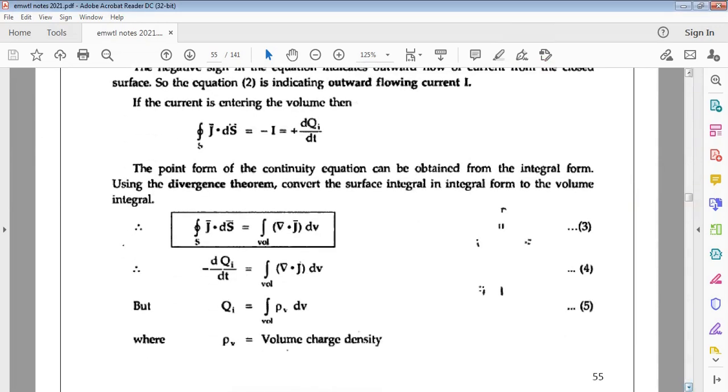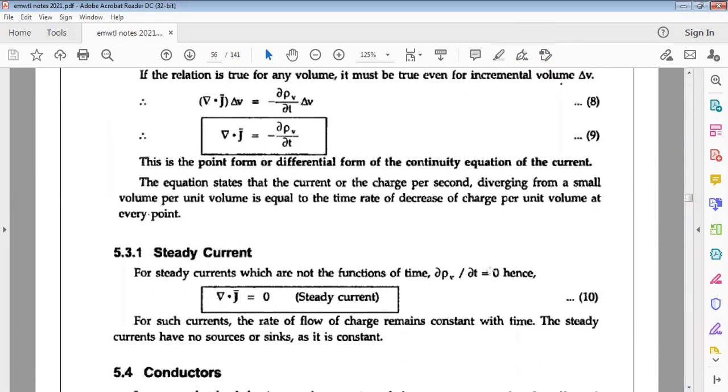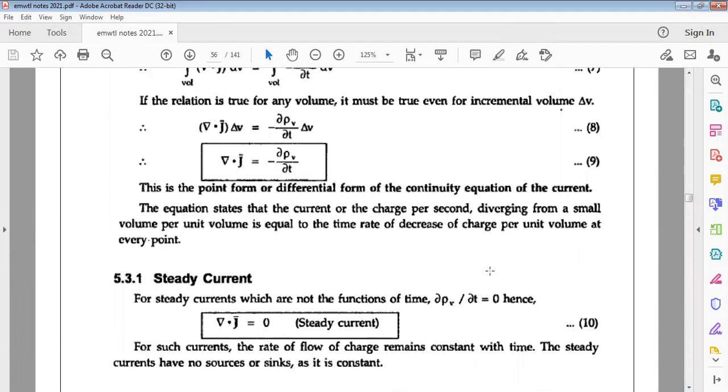The next topic, we go for steady currents. Sorry, it is not the conductor, it is steady current. For steady currents which are not a function of time, dou rho v by dou t is equal to 0.